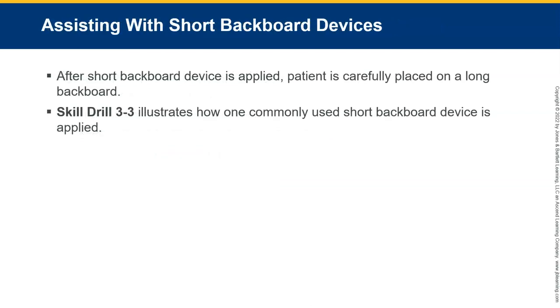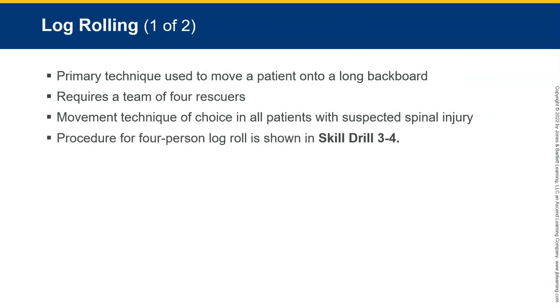Assisting with short backboard devices. These are used to mobilize patients found in a sitting position. We talked about it before. It was that green device, that KED. Maybe they sustained some trauma to the head or neck or spine. What it does is allow rescuers to immobilize a patient before moving them. After a short backboard device is applied, the patient is then placed on a long backboard, and you may need to assist with this. So you need to make sure that you're familiar with it, however you do things wherever you're at.